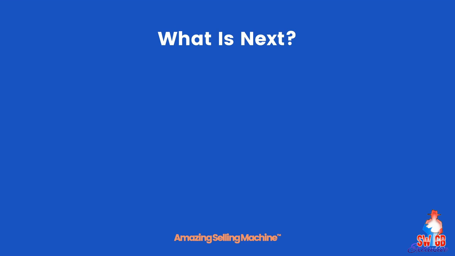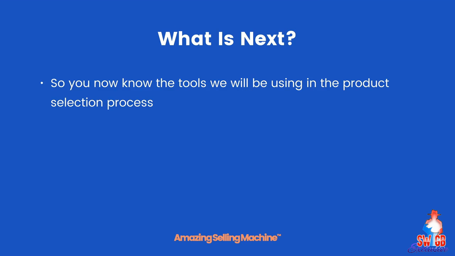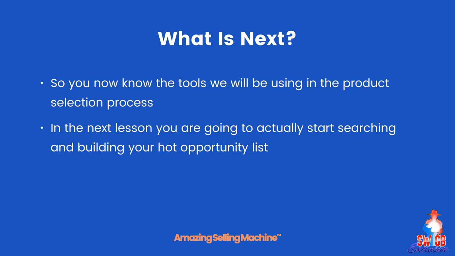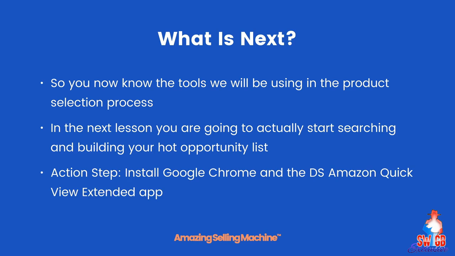So what is next? Well, now you know the tools we will be using in the product selection process in the next lesson. And in the next lesson, you are going to actually start searching and building your hot opportunity list. So your action step is to go and install Google Chrome if you haven't already got it installed, and also to install the DS Amazon Quick View Extended app.